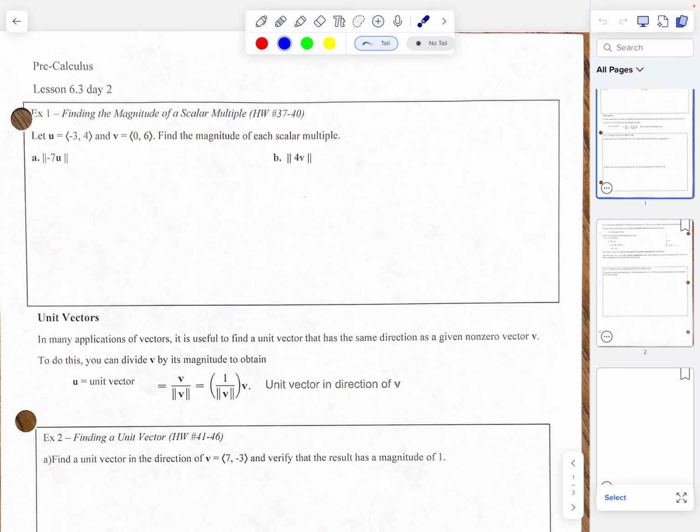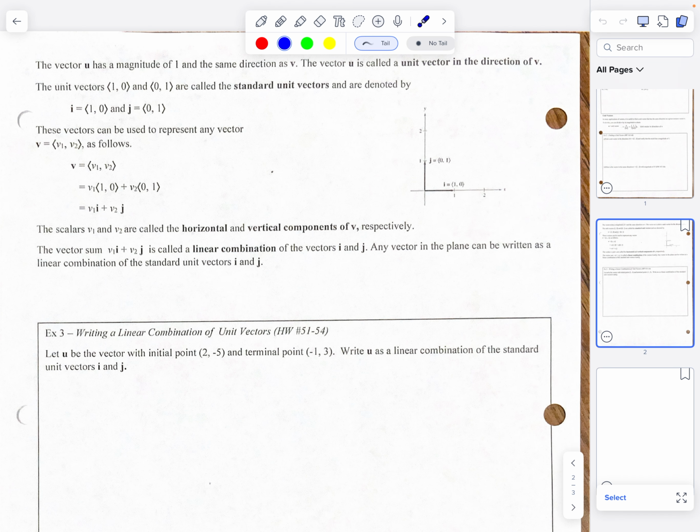That is one of the uses we have for unit vectors: it allows me to change a vector to any magnitude I want.